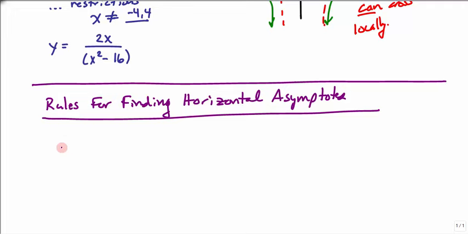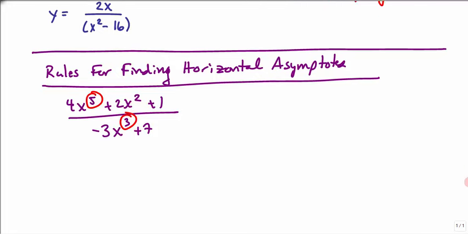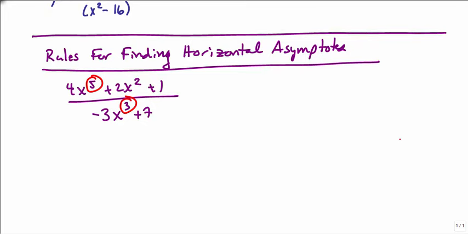If I had an expression, let's say 4x to the 5th plus 2x squared plus 1 all over negative 3x cubed plus 7, what I would want to look at are the degree in the numerator and the degree in the denominator. So the highest power in the numerator is a 5, highest power in the denominator is a 3. So that's what I'm talking about in this case, is comparing the degree in the numerator and the degree in the denominator. Well, our first rule is this. If the degree in the numerator is greater than the degree in the denominator, like I have in this particular case, there is no horizontal asymptote.